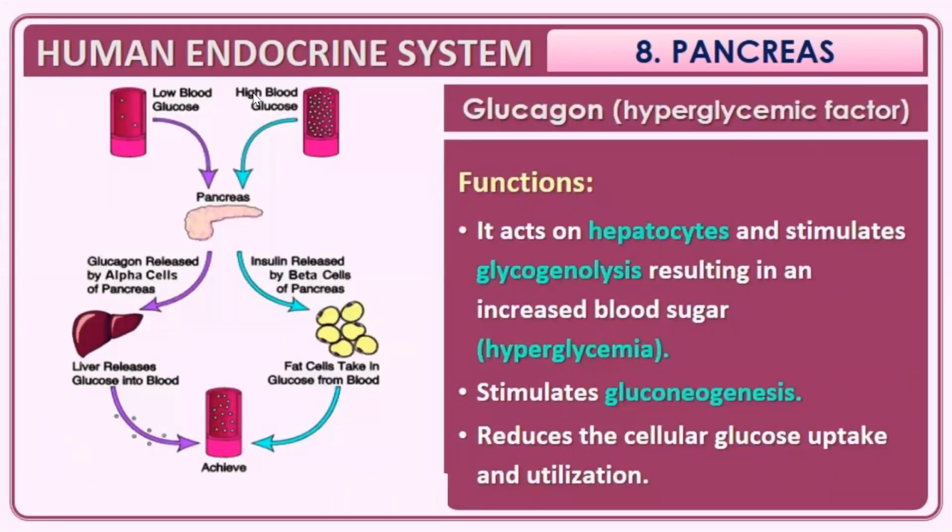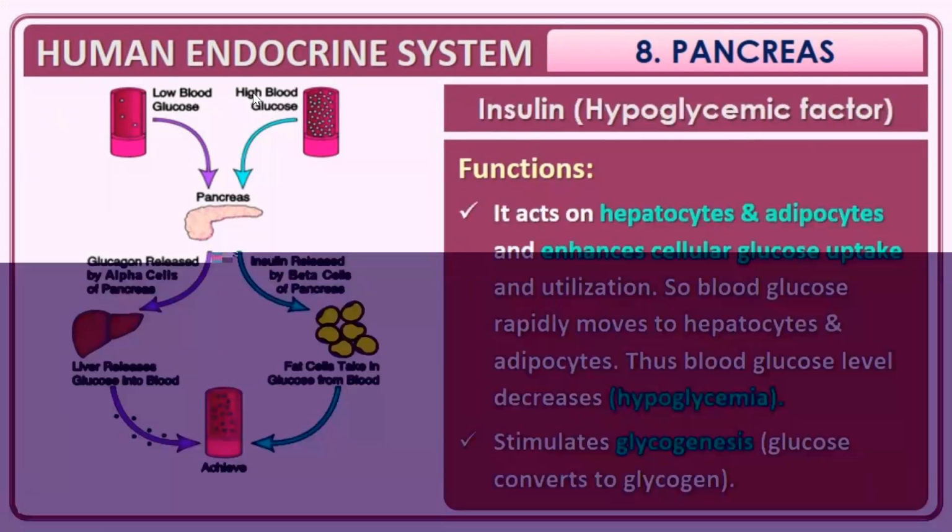Glucagon is a hyperglycemic factor. The function of glucagon is that it acts on hepatocytes and stimulates glycogenolysis that will result in increased blood sugar, that is hyperglycemia. Glucagon also stimulates gluconeogenesis. Glucagon reduces the cellular glucose uptake and utilization by the body.